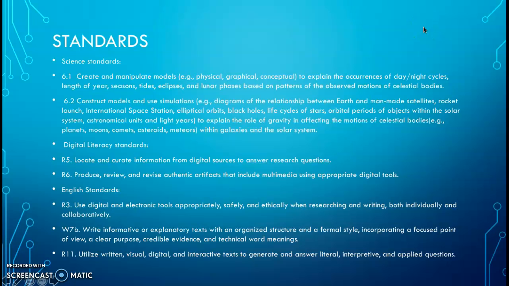So these are the standards. Sixth grade science standards is what we are focusing on, but we also have some digital literacy standards as well as English standards because there will be some writing involved.